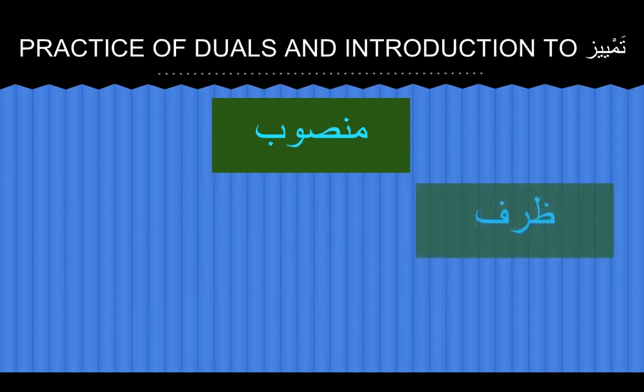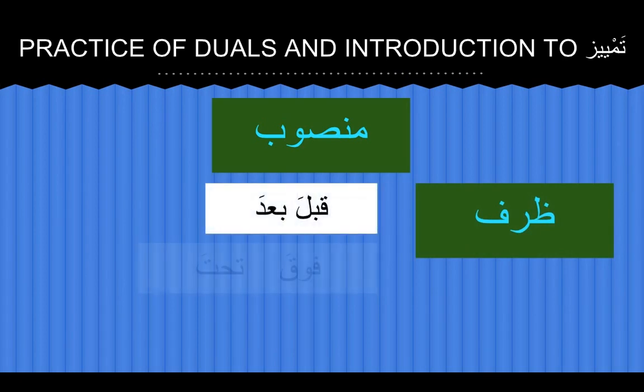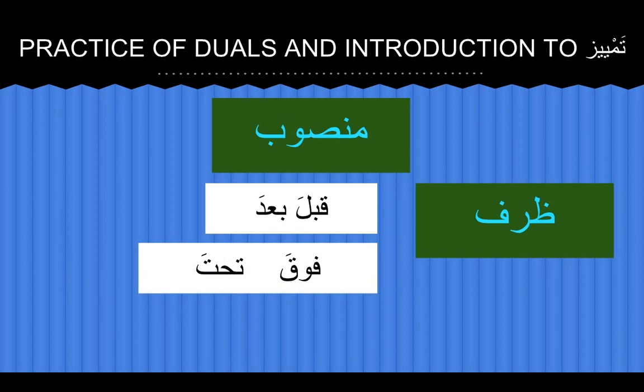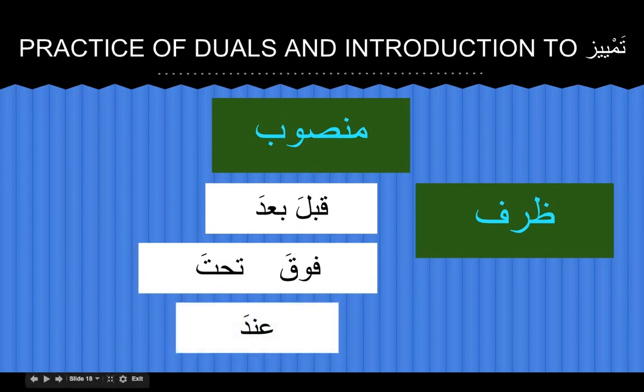And we've also learned that most of the zarf come as mansoob: qabla, ba'da, fawqa, tahta. You see, they're all ending with fatha. So there's a reason for that. Because most of the time they come as an object. So that's why it is mansoob.